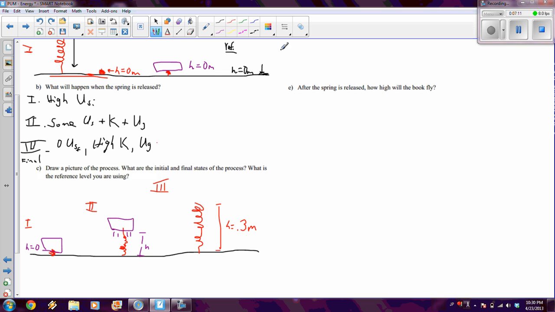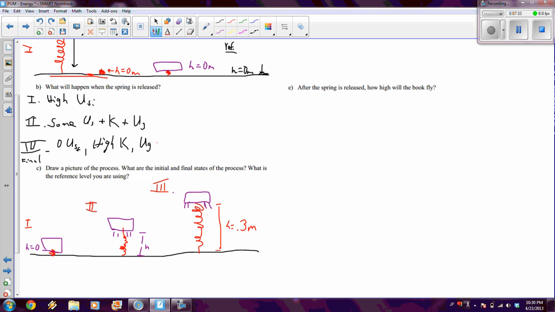Okay, and the book will, at the last second when the spring actually does reach us, the book may still be attached to the spring. After that, the book would probably fly off, but we're not 100% sure yet. We're not actually worrying about that yet. We're just saying what's actually happening in this process.